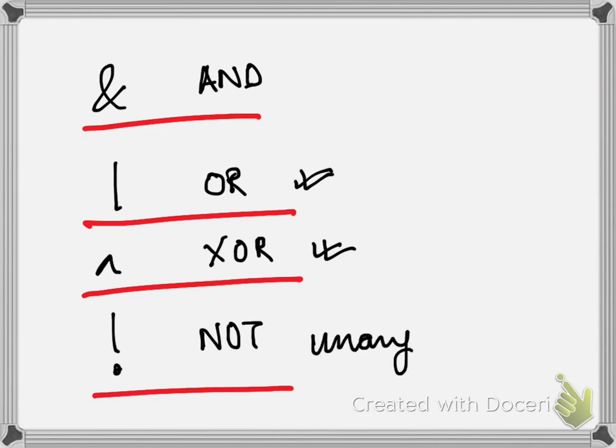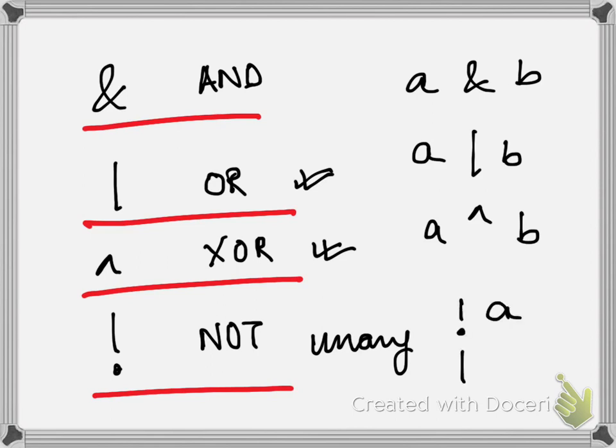If the operand is true, then the result would be false. So I can write like this: A and B, A or B, A XOR B, and NOT of A or NOT of B. Here, what should be the type of A and B? A and B should be of Boolean type. So these are the logical operators.